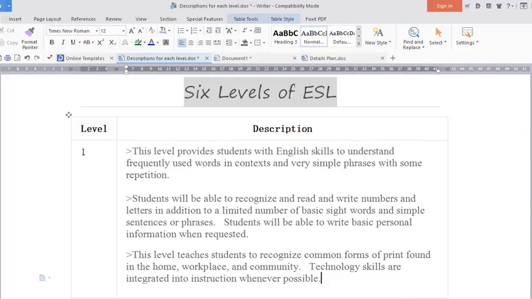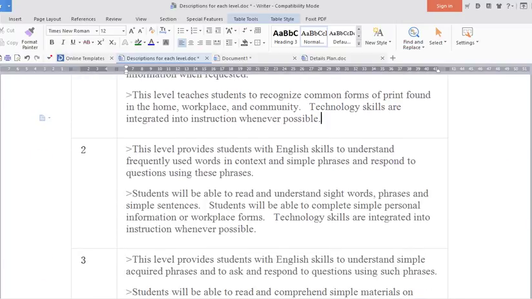For level 2, as you can see, this level provides students with English skills to understand frequently used words in context and simple phrases and respond to questions using these phrases. Students will be able to read and understand sight words, phrases, and simple sentences. Students will be able to complete simple personal information or workplace forms. Technology skills are integrated into instruction whenever possible.